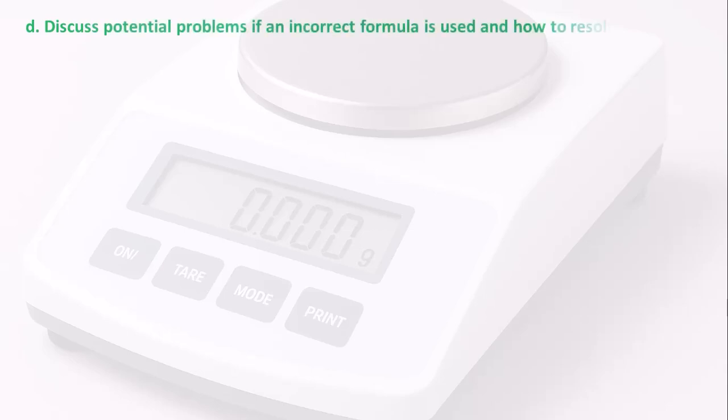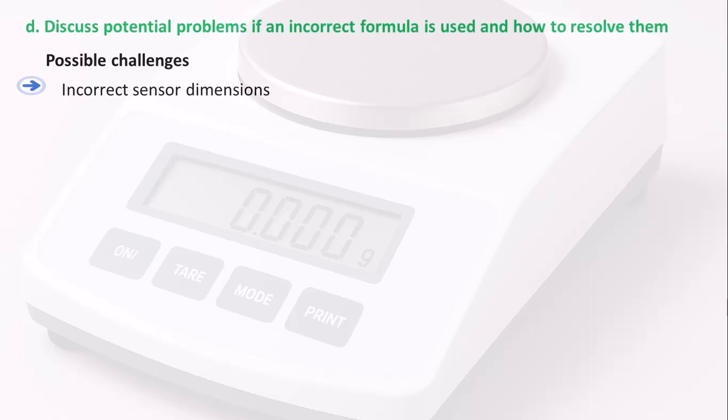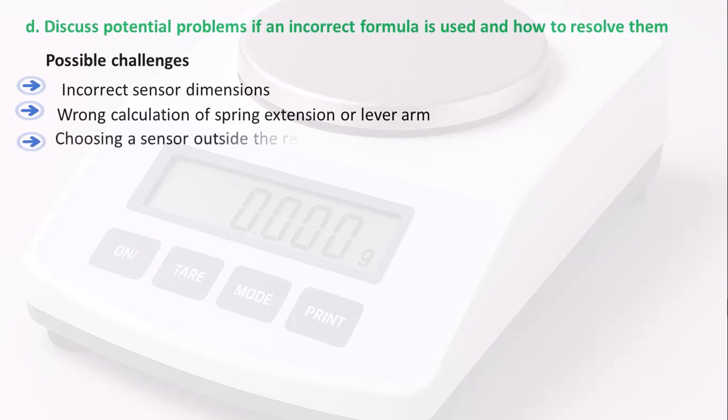Discuss potential problems if an incorrect formula is used and how to resolve them. Possible challenges: incorrect sensor dimensions, wrong readings. Wrong calculation of spring extension or lever arm, inaccurate mass measurement. Choosing a sensor outside the required force range.